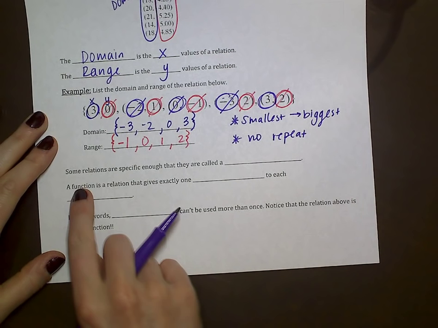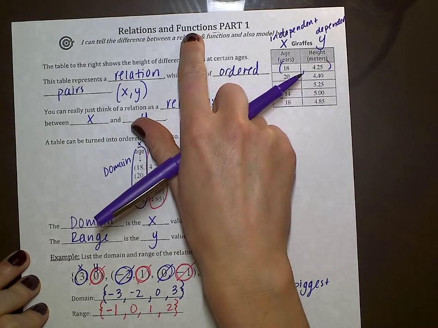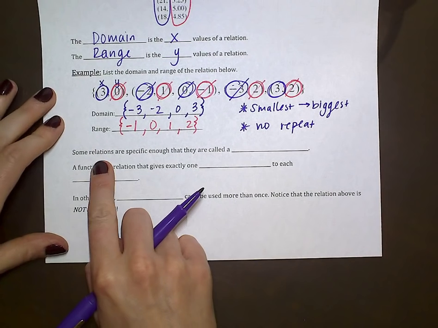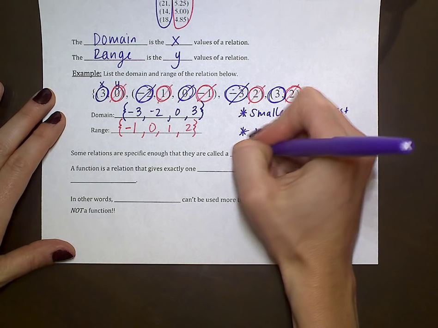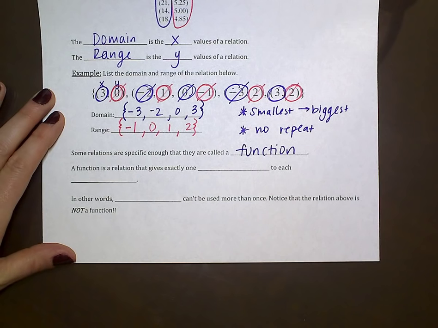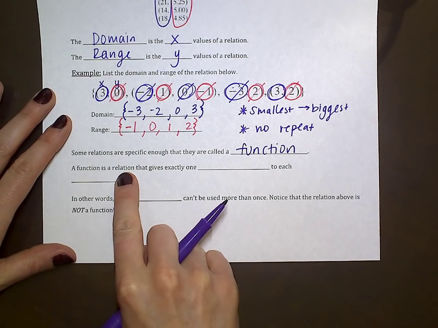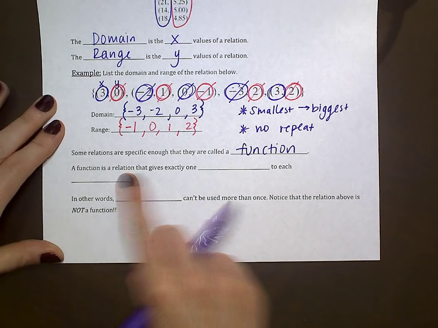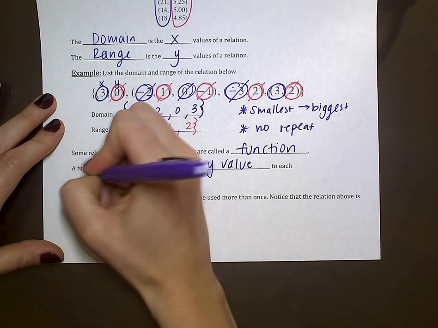Now, the second part of today, so we're talking about relations and functions. A relation, like we said, is just a relationship between x and y. There are some relations that are specific enough that we call them a function. Now, a function is a relation, so it's a relationship between your x's and y's, and it gives exactly one y value to each x value.